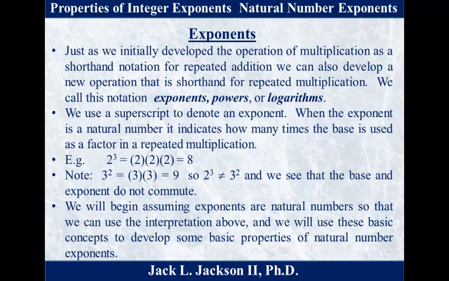Notice that 2 to the third and 3 to the second are not the same, so the base and exponent do not commute. Remember, for example, when we did multiplication, 2 times 3 is 3 plus 3, which is 6. 3 times 2 is 2 plus 2 plus 2. Different operation, but the same answer. It's also 6. The two factors commute. But here, the base and the exponent do not commute.